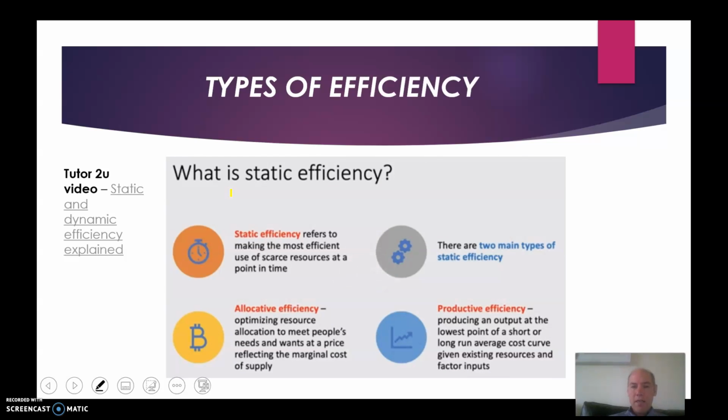There's another term that you may come across in your reading, static efficiency. Static efficiency basically refers to making the most efficient use of scarce resources at a point in time. It involves two main concepts that we've talked about already: allocative efficiency, so producing where P is equal to marginal cost, or price is equal to the resource cost of production, and also whether productive efficiency is occurring at the lowest point on a short or long run average cost curve.